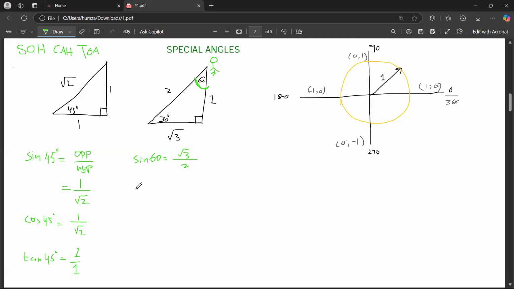Now we have tan 30 degrees, that will be 1 over root 3, and then we have cos 90 degrees, which is equal to 0, and we have sine 270 degrees, which is equal to -1. Your tan 360 degrees is equal to 0.